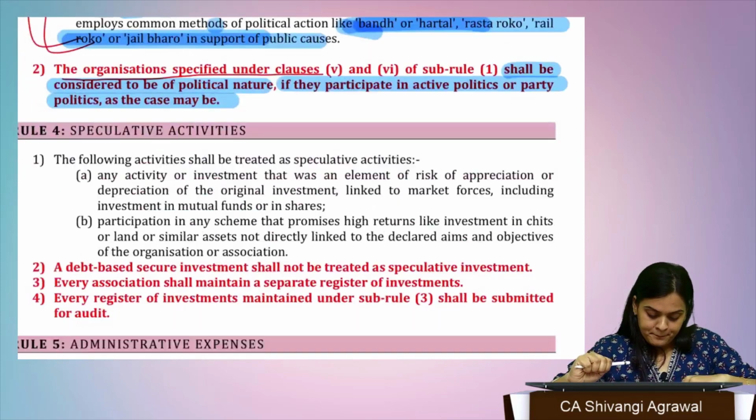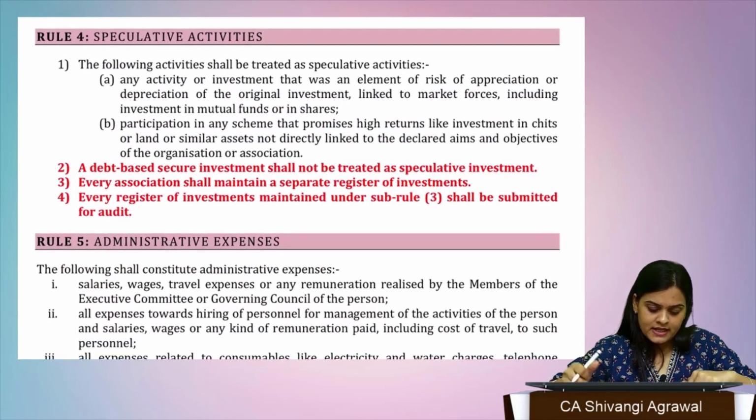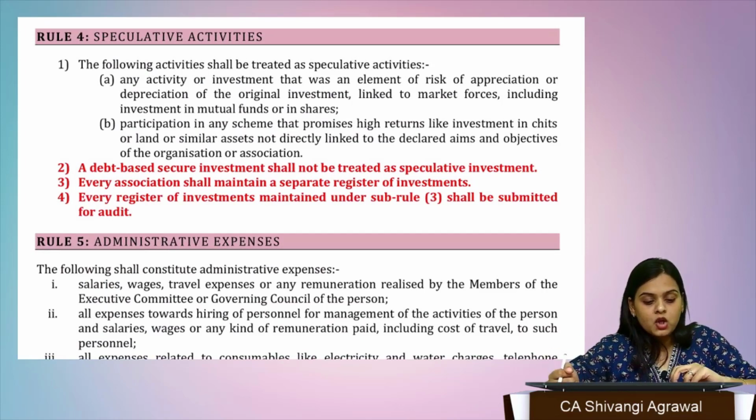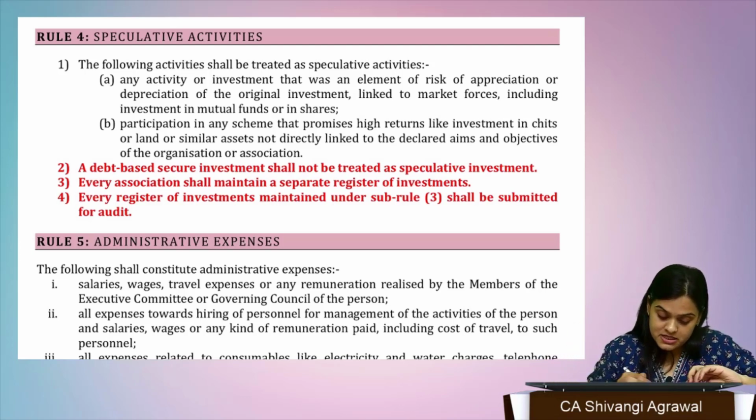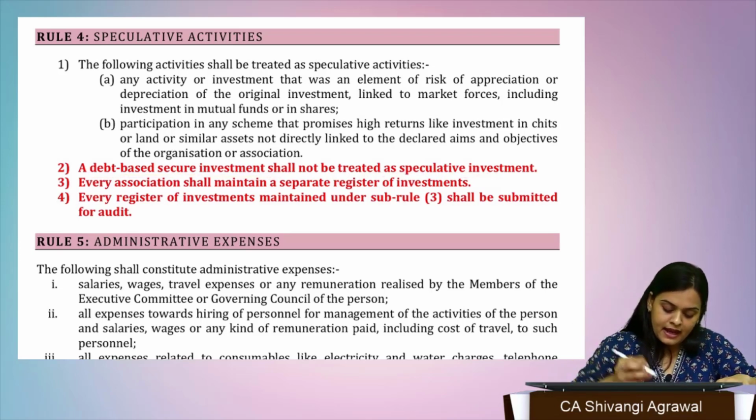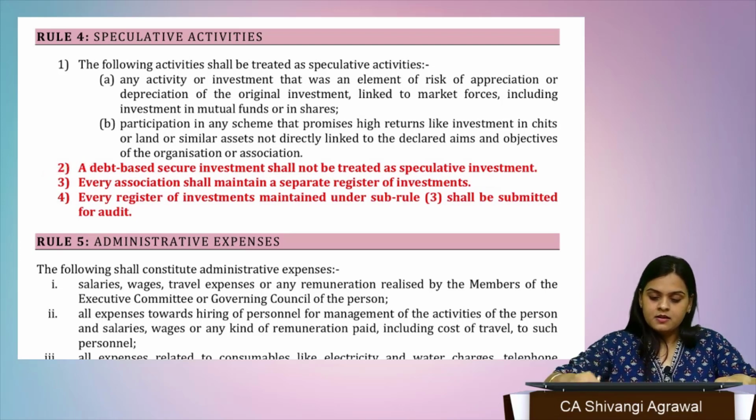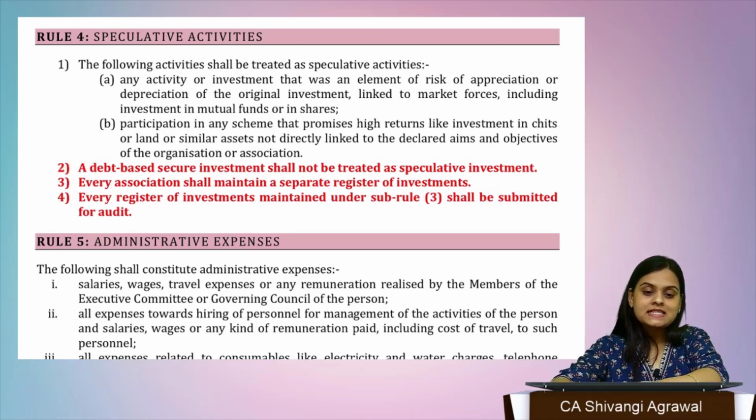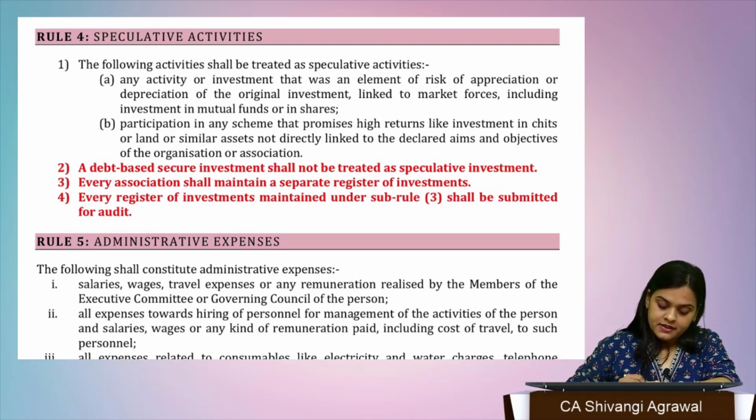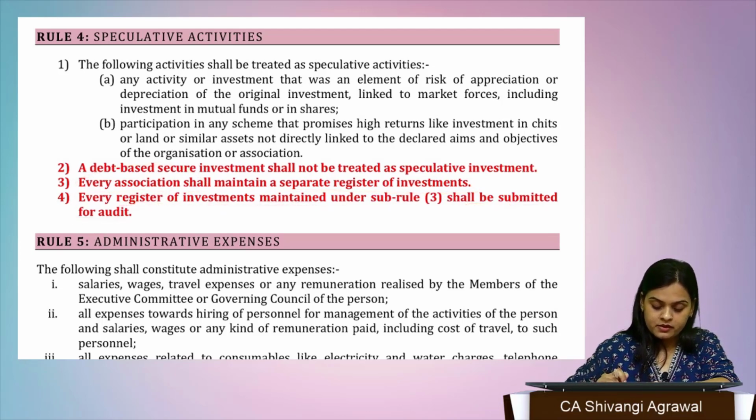I hope I'm clear. Then comes Rule 4, speculative activities. What will be treated as speculative activities and what will not be treated as speculative activities? This is something that you already know. A debt-based secure investment shall not be speculative investment. Simple, just an add-on, a clarification which is very obvious. Because in equity, we can expect such variations. Debt is less risky and debt is kind of fixed, right? And every association has to maintain a separate register of investments, and every register of investments shall be submitted for audit.